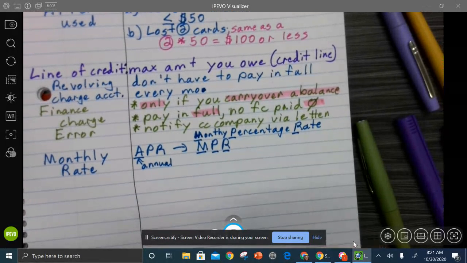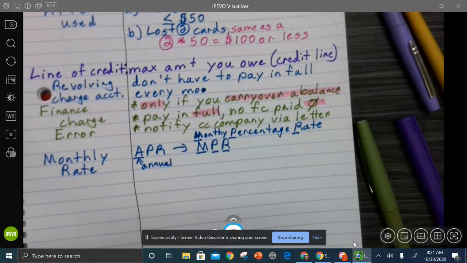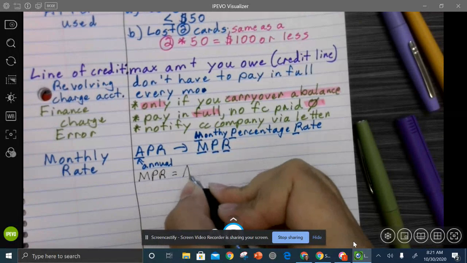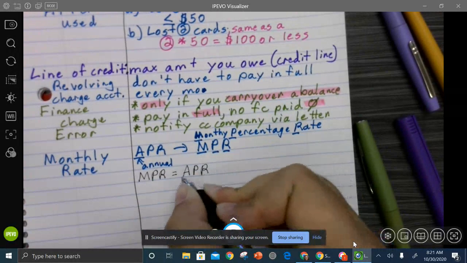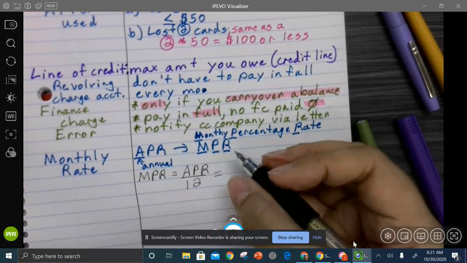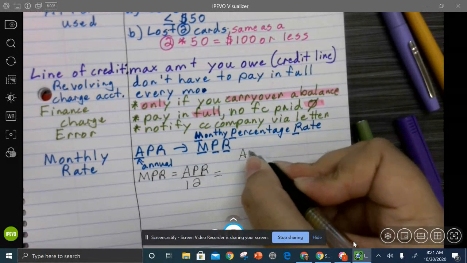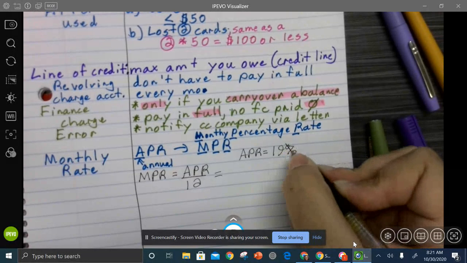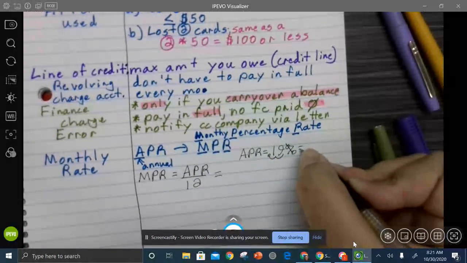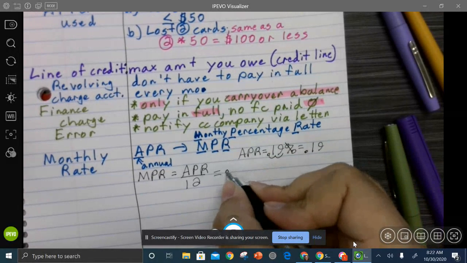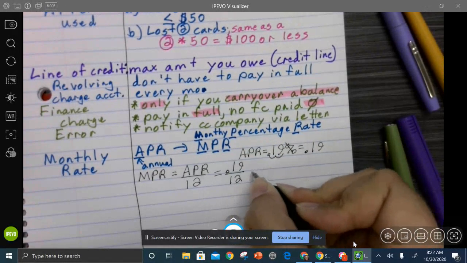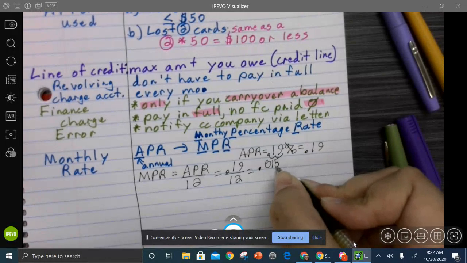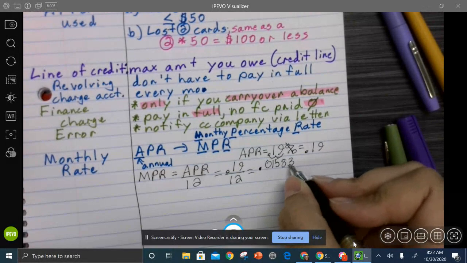We're going to round to 2 decimal places. The monthly percentage rate is equal to the annual percentage rate divided by 12. Say that your annual percentage rate is 19%. You drop the percent sign and move the decimal to the left, so it's 0.19 divided by 12. We get 0.01583.